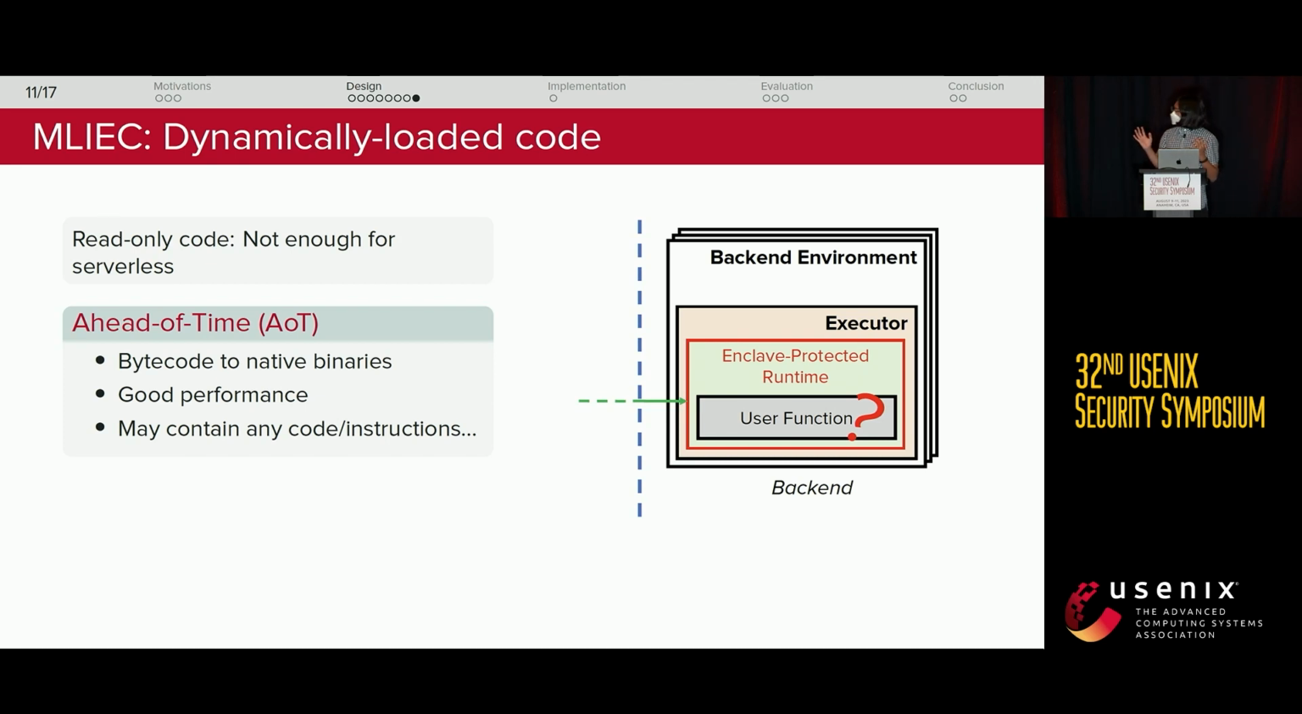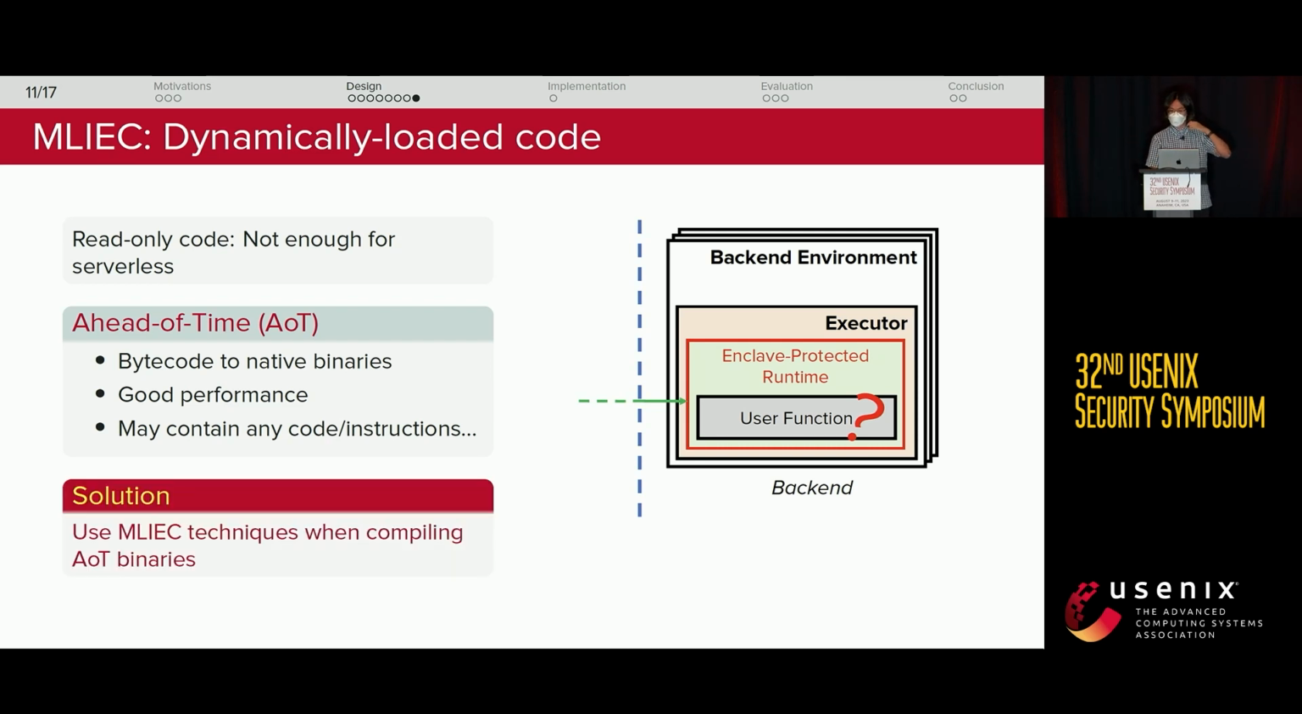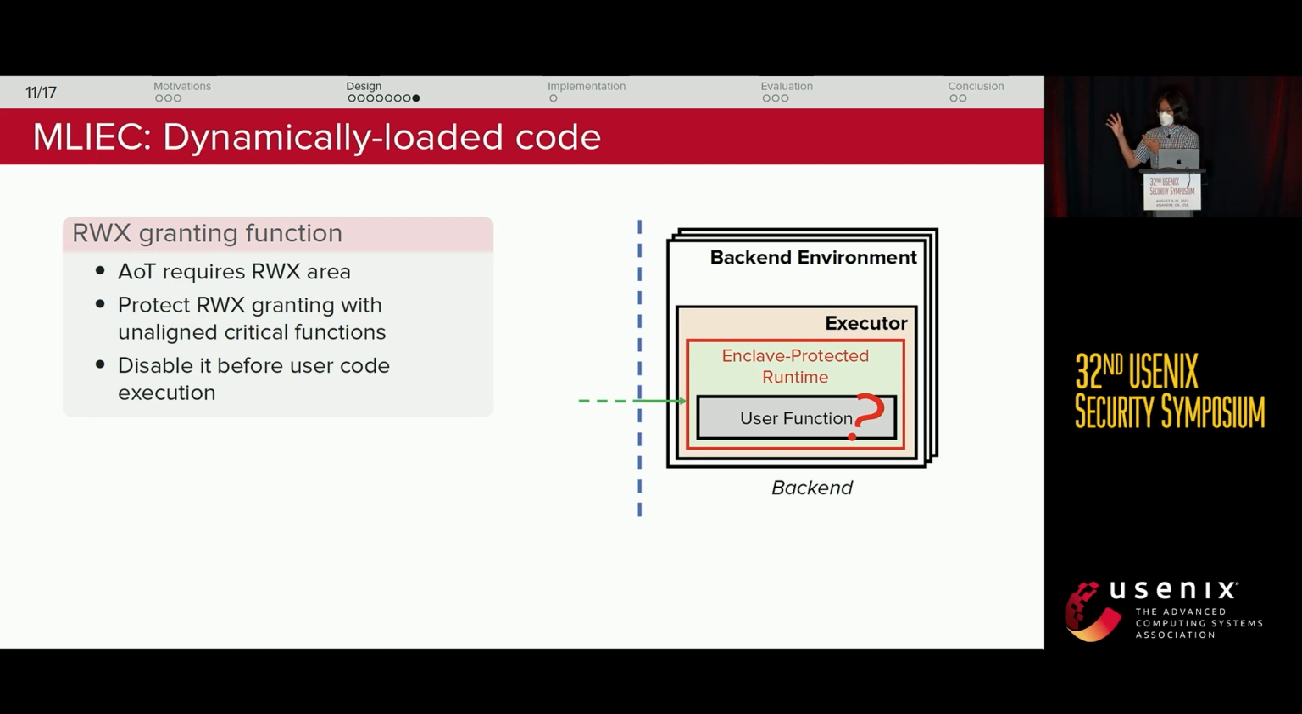So far, we think the code is static. We said the runtime code is read-only, but actually that's not enough for serverless, because for serverless, there's ahead-of-time compilation that compiles bytecode to native binaries, which is good for performance, but may contain any code or instructions. So we found that we already have the compiler toolchain. We can just compile the workload using the toolchain, so we can secure everything, except for the read-write execution granting function. It's still quite dangerous.